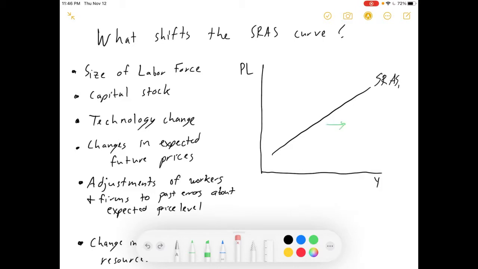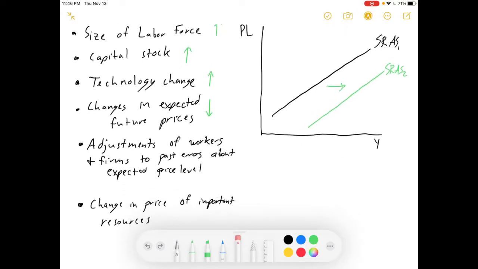Specifically, if I wanted to say what increases short run aggregate supply, shifting it to the right, I would want more workers, more capital, better technology, lower future prices, because that'll make us want to produce things today. And I'm going to spend a little bit more time on this adjustments one. If we had overestimated input prices and our expectations were too high, well, then we'll lower them to match reality. And as we lower wages and prices, our input prices, that will increase short run aggregate supply.